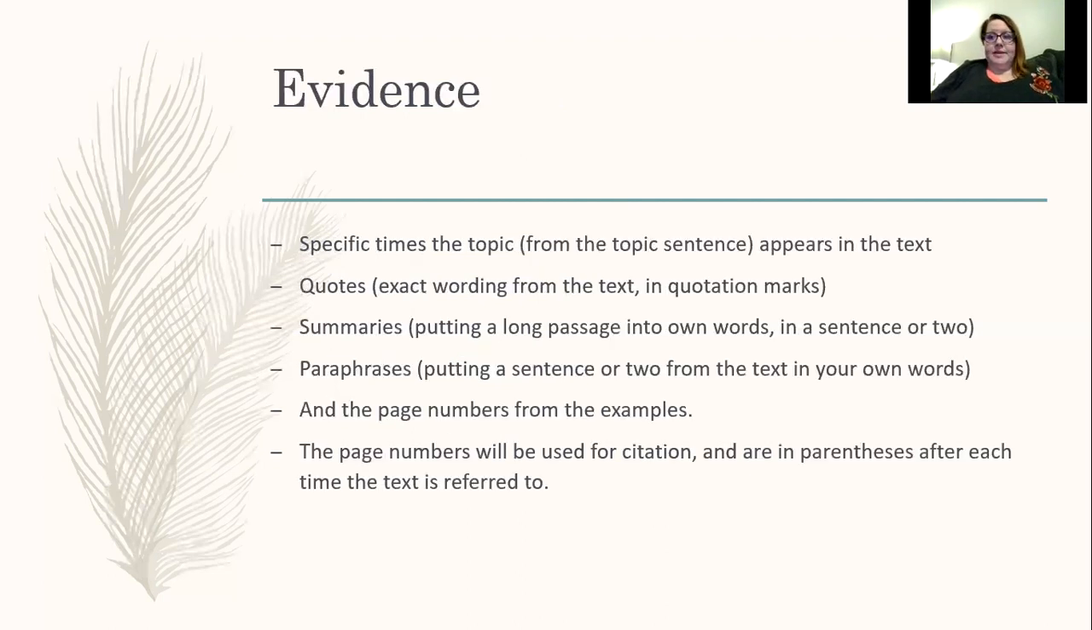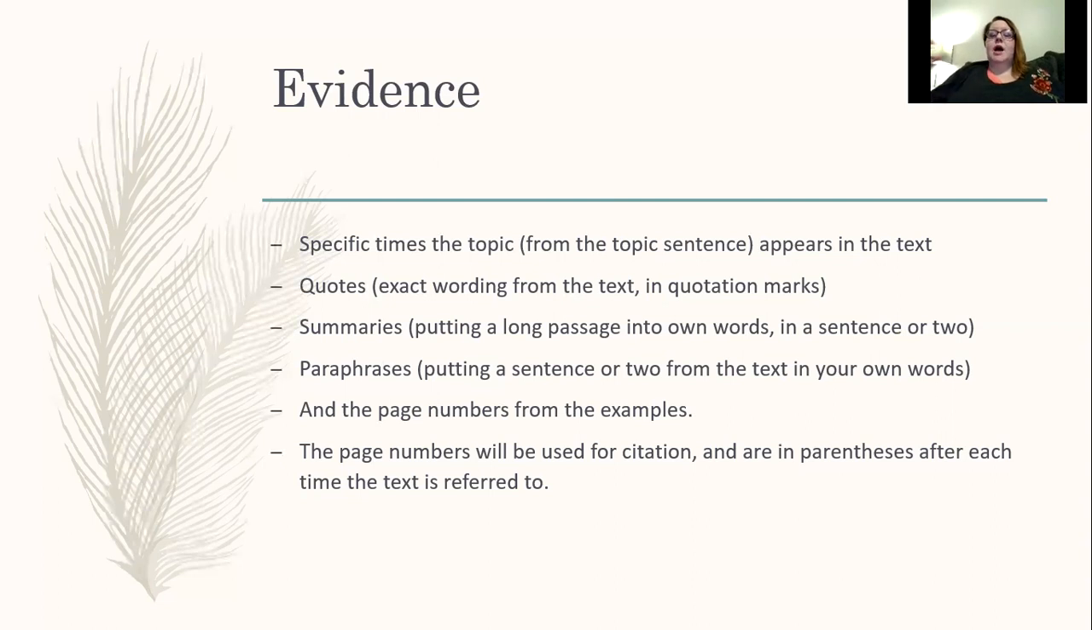Evidence is the second part. So once you have your topic sentence, the evidence is specific times the topic from that topic sentence appears in the text. You can have quotes, which are when you take the exact words from the book and you put them in quotation marks. The only time you use quotation marks is if they're exact words from the book. And quotation marks become a signal to your reader that everything in these marks are exact words from my source material, or from Claudia Love Meyer's book in this case.